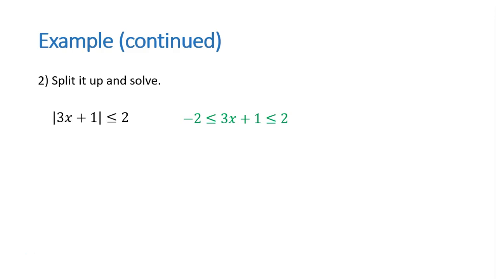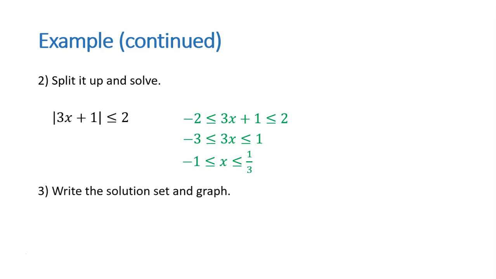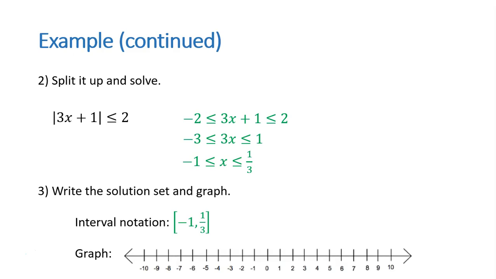Just like before, we have 3 parts to this inequality. Whatever we do to one part, we have to do to the other 2 as well. So the goal is to isolate the x, which means we need to get rid of the 3, we need to get rid of the 1. So subtract the 1 first. So -3 is less than or equal to 3x is less than or equal to 1. And then divide by 3. So -1 is less than or equal to x is less than or equal to 1/3. That is our final inequality. So in interval notation, it's -1 to 1/3 with brackets because we have the equal to in this case. And then our graph is everything from -1 to 1/3 contained using brackets.